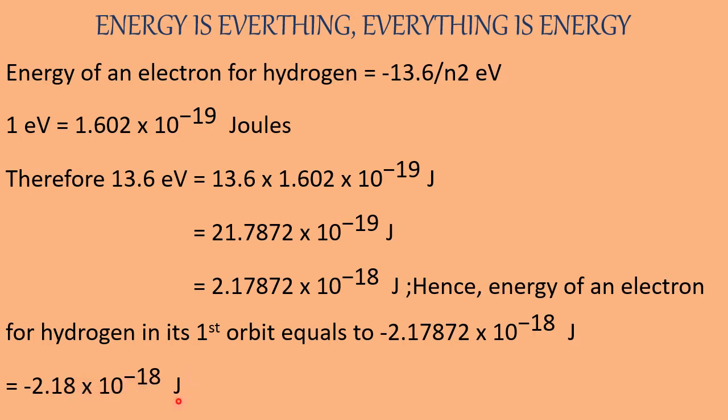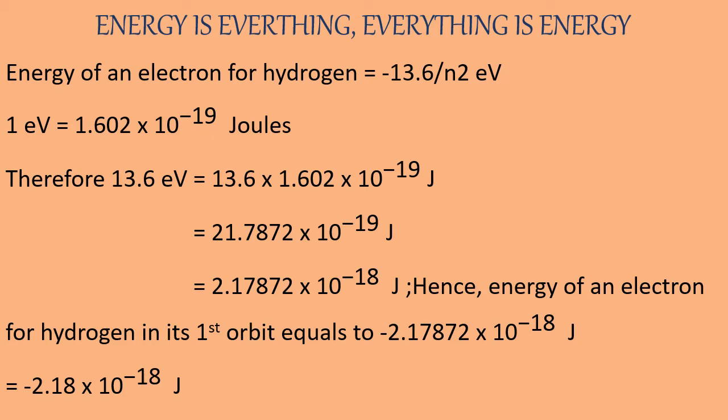This is given in the textbook, but I have made it in the form of minus 13.6 by n square. So the minus sign indicates the energy of the electron is negative in the orbit of a hydrogen atom. In the form of electron volt, I have now made it in the form of joules.